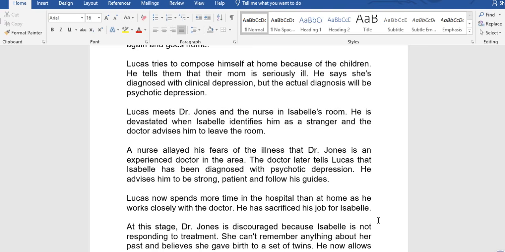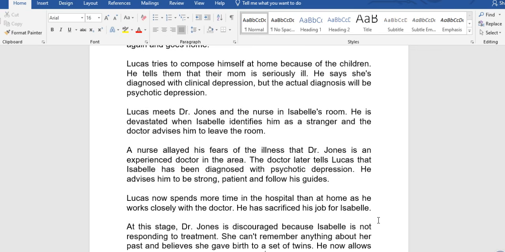Lucas meets Dr. Jones and the nurse in Isabel's room. He is devastated when Isabel identifies him as a stranger and the doctor advises him to leave the room. A nurse allays his fears of the illness, saying that Dr. Jones is an experienced doctor in the area.